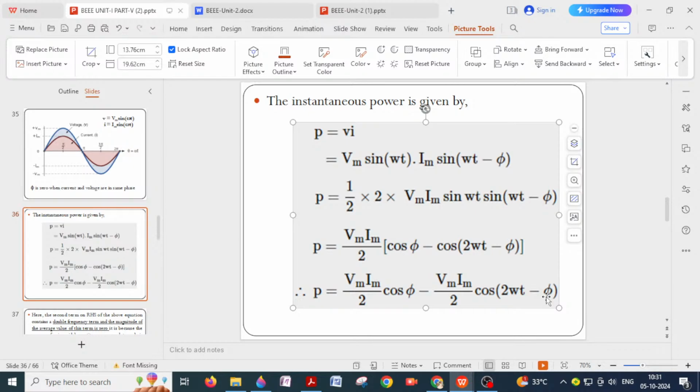Instead of writing 2, I can write 2 as root 2 into root 2. So P is equal to Vm by root 2 times Im by root 2 times cos phi. Vm by root 2 is the RMS value, and Im by root 2 is also the RMS value, if you remember. So instead of Vm by root 2, you can write capital V, and Im by root 2 can be replaced by capital I.